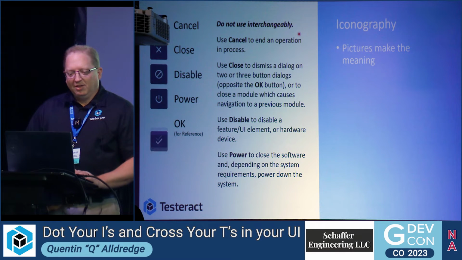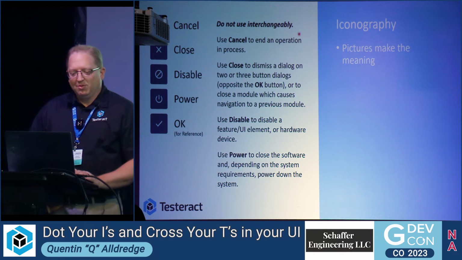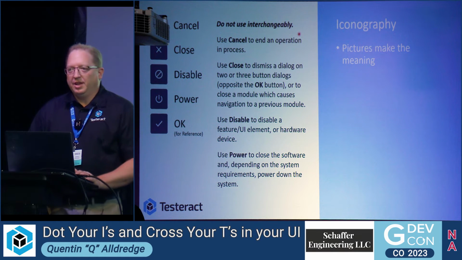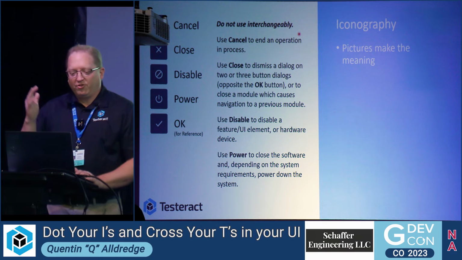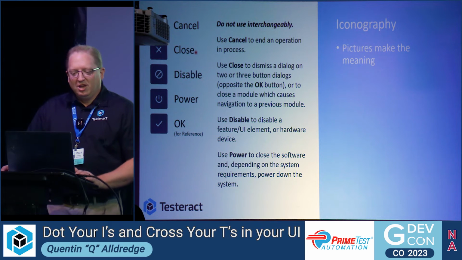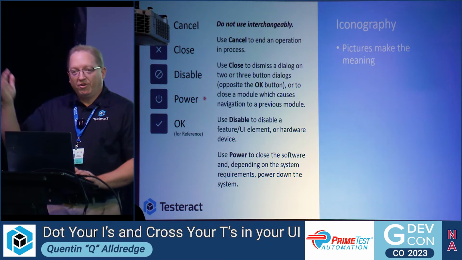Another one is all of these: cancel, close, disable, and power aren't necessarily interchangeable. At least in our coding standard at TestDirect, we've defined them as this is the reason you should use these. Cancel ends an operation. Close is used opposite the OK button in dialog boxes. Disable would be to disable or enable a UI element or a piece of hardware. And then power would be to actually shut down the system.